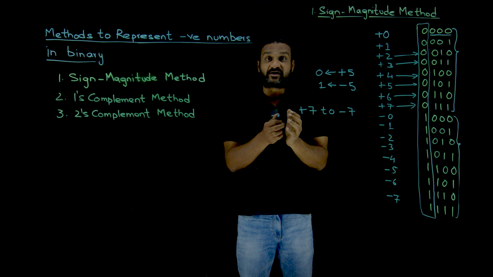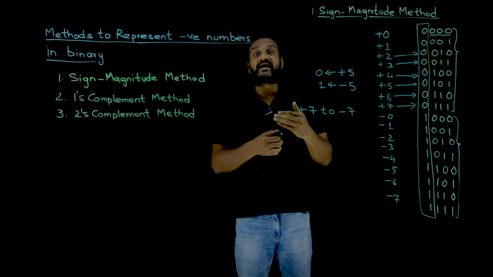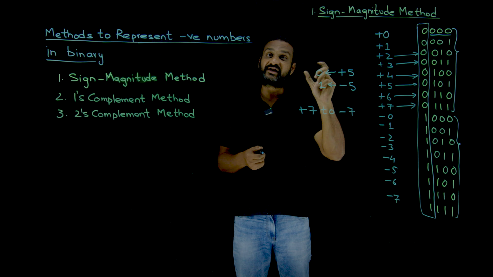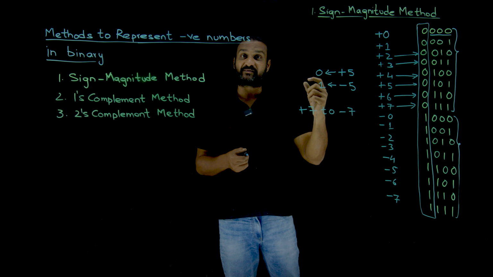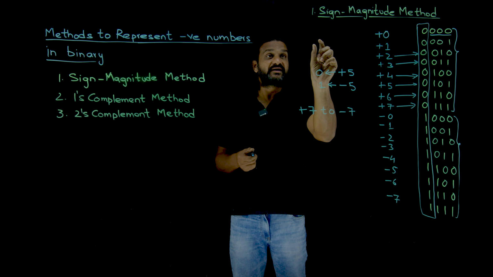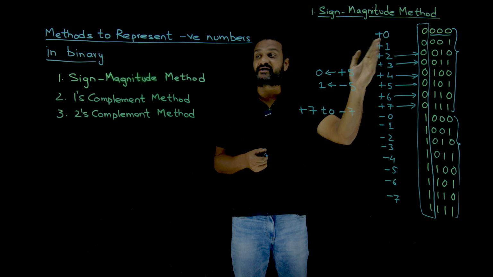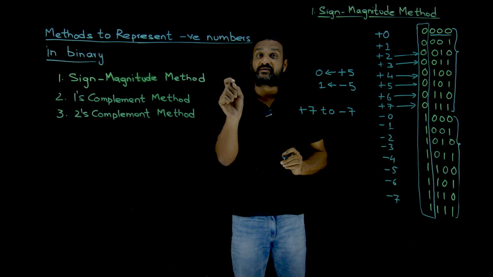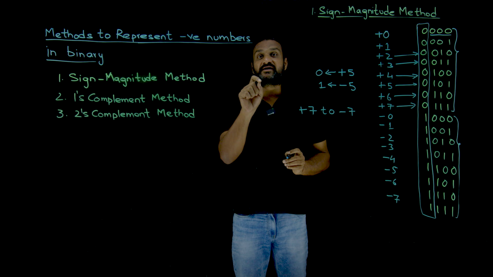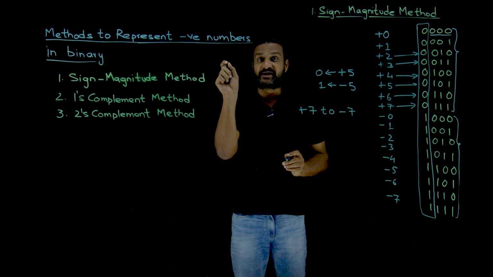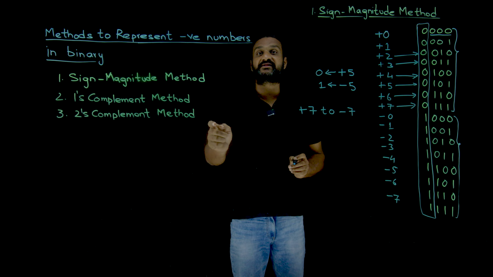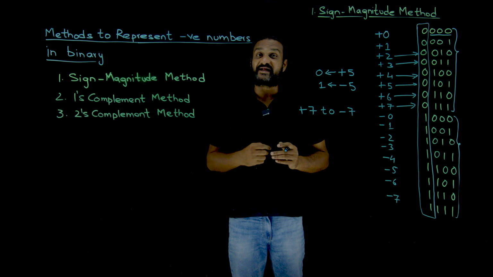There is no such thing as plus 0 and minus 0. Whenever calculations come across this sign magnitude method, the computer will get confused whether to take plus 0 or minus 0, which does not exist. That is the reason why the sign magnitude method and the ones complement method are not practically used. The method practically implemented to represent negative numbers is the twos complement method, which we are going to understand in our next video.